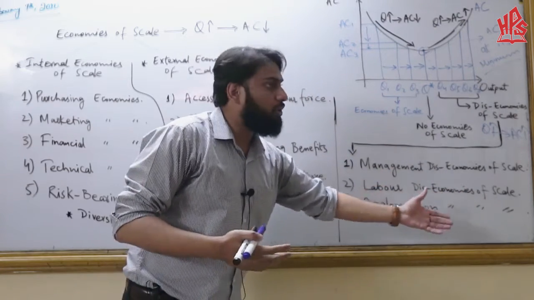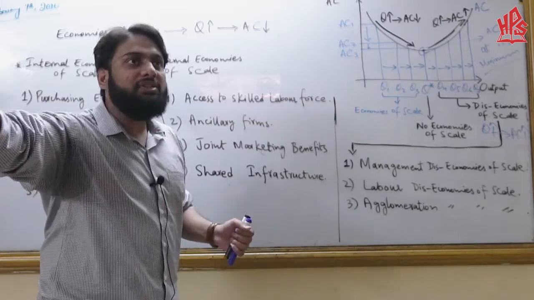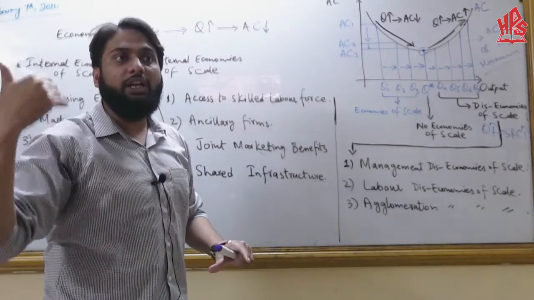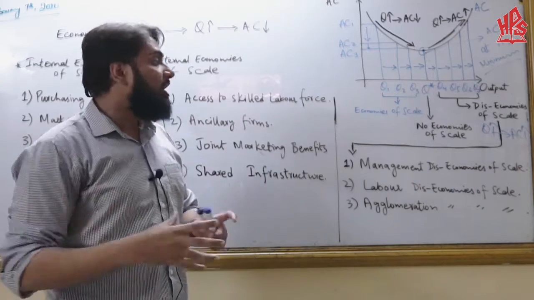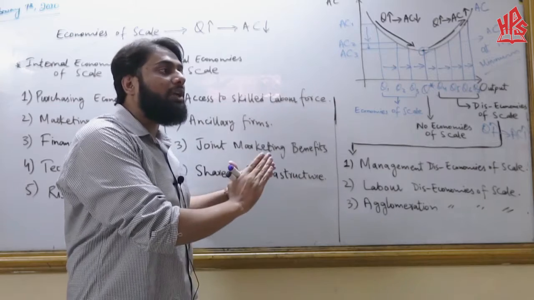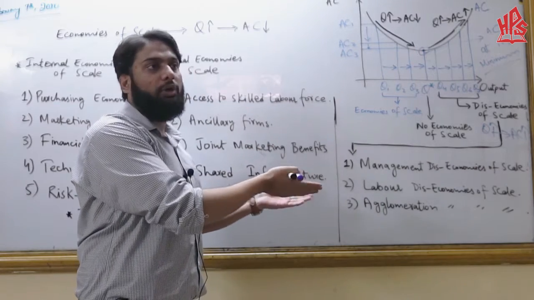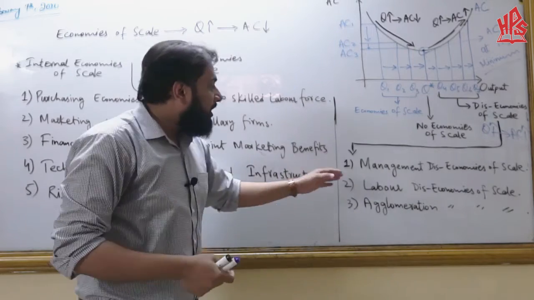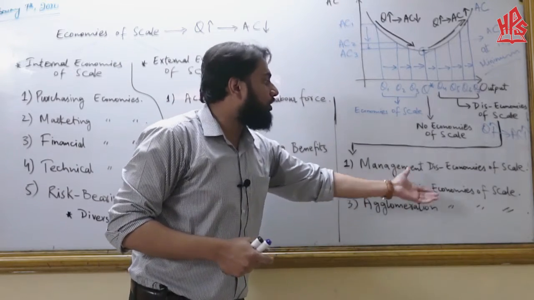Other businesses' labor is trained and produces per unit cost at a much lower price, but our labor is not efficiently trained, so they produce a more expensive per unit product, with more cost of production for each unit. That is the reason behind labor diseconomies of scale.